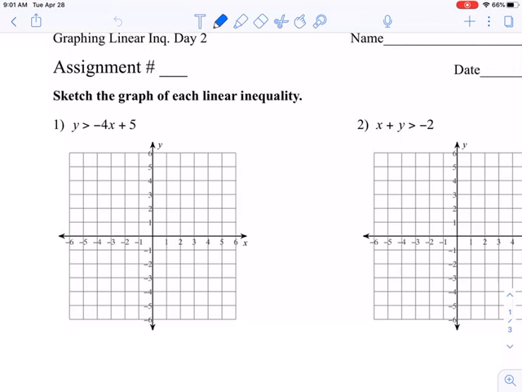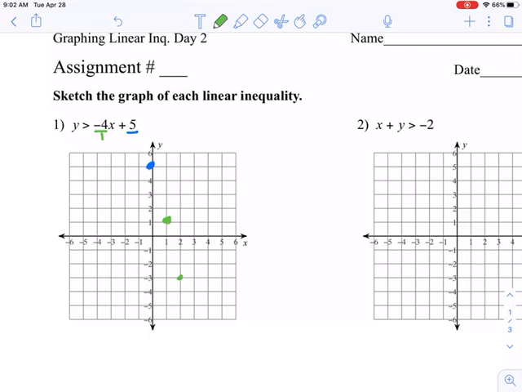So if I want to graph the line y equals negative 4x plus 5, I have to start up at 5 on the y-axis, because that's my b, and I'm going to plot a point. Then I want to follow my slope of negative 4 over 1. So I'm going to travel down 4, 1, 2, 3, 4 over 1. And again, I can go down 1, 2, 3, 4 over 1.